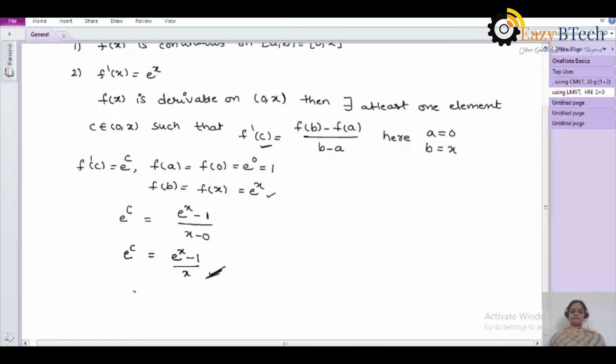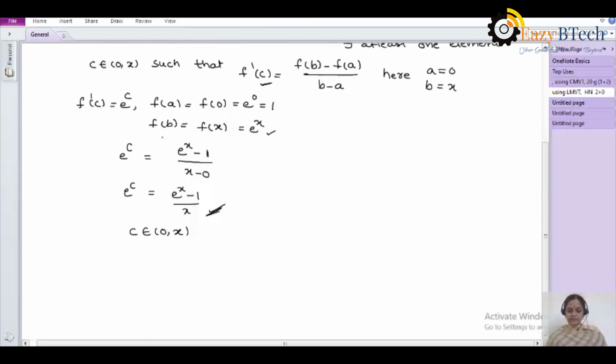And we know that here c belongs to (0, x). Now we need the value of e^c here, to do the substitution. According to the condition, 0 < c < x. Then applying exponential functions, e^0, e^c and e^x. e^0 is 1, less than e^c. Substitute the value of e^c here: (e^x - 1)/x, and less than e^x.